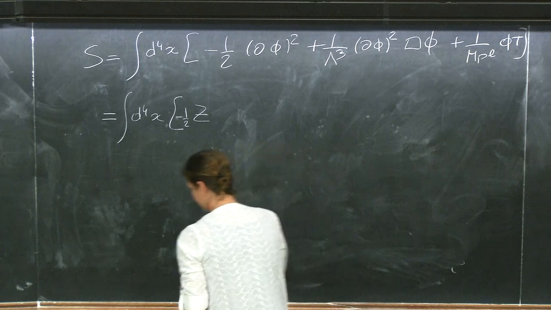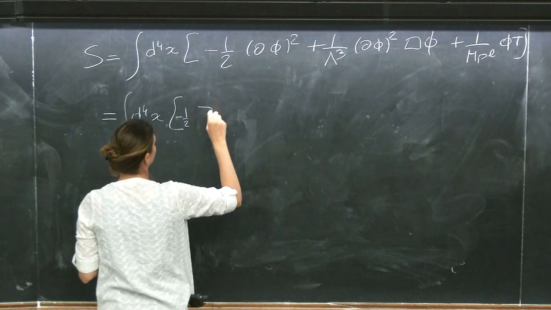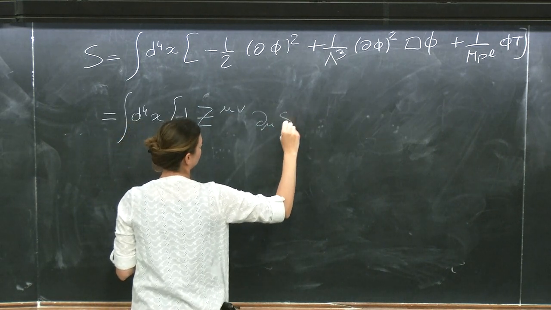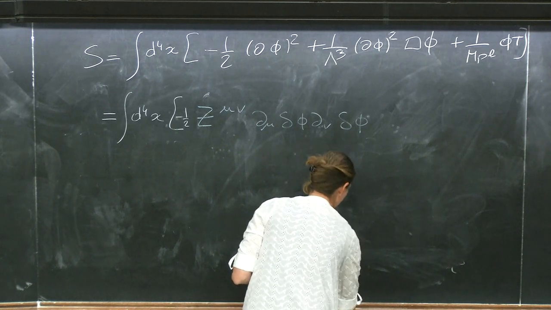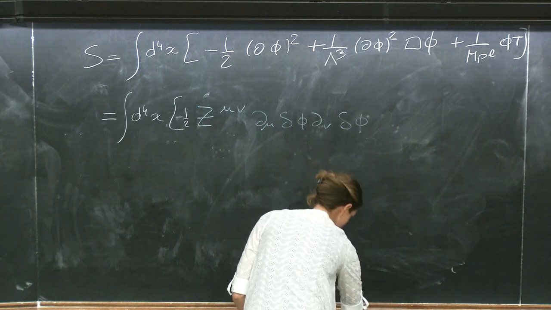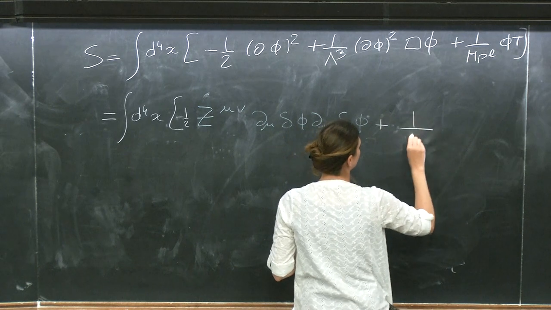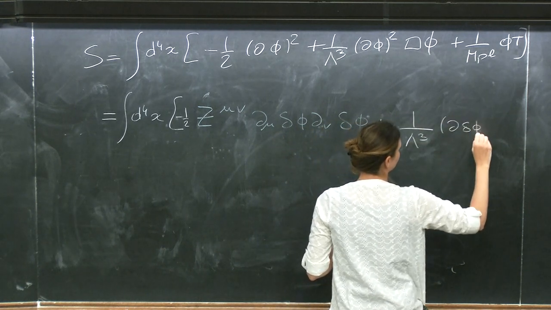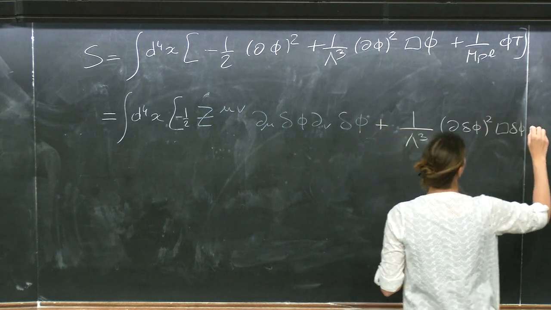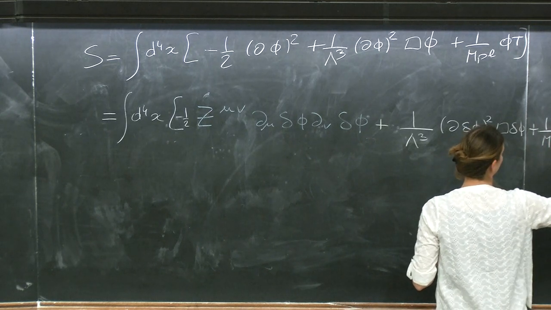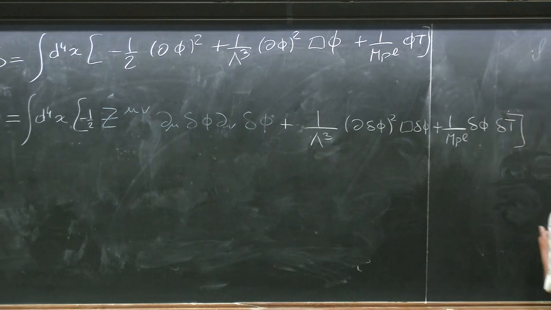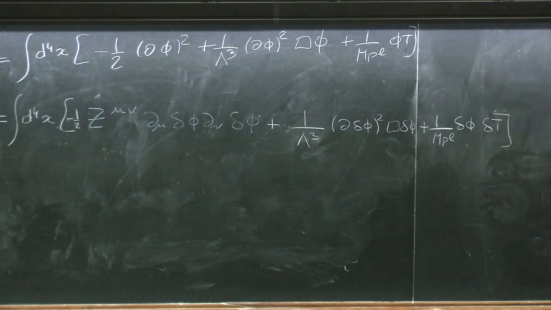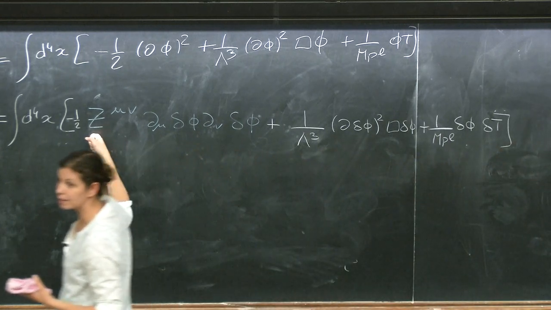Let me write that in a different color. I'm going to tell you in a second what this effective inverse metric is. And we have the interaction that we wrote down, and then we have the coupling to our perturbed source. So I haven't told you what Z was. It looks like an effective inverse metric on which the fluctuations are living in. But clearly, this Z should depend on the background.